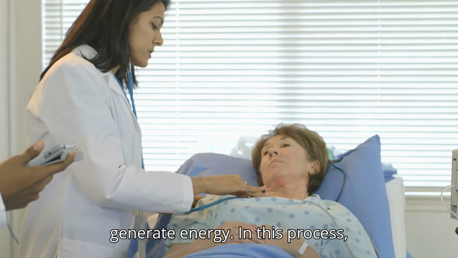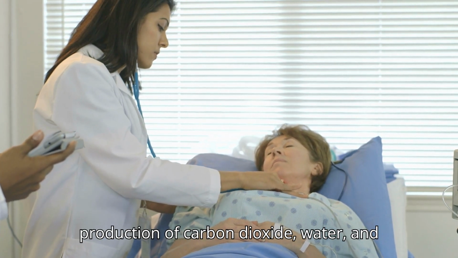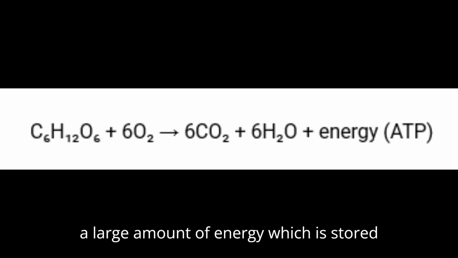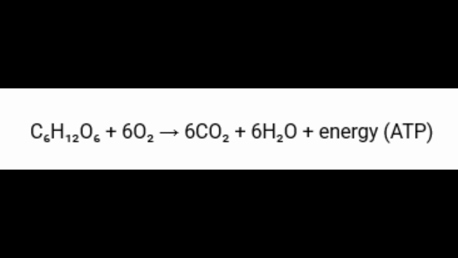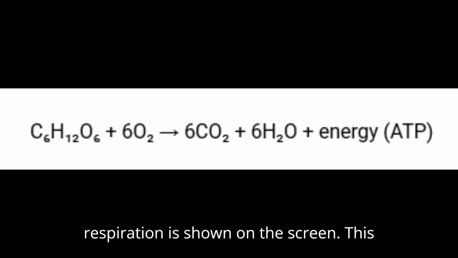In this process, glucose is fully broken down in the presence of oxygen, leading to the production of carbon dioxide, water, and a large amount of energy, which is stored in the form of adenosine triphosphate, ATP. The overall chemical equation for aerobic respiration is shown on the screen.